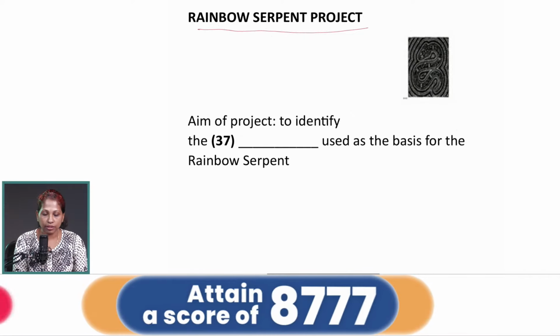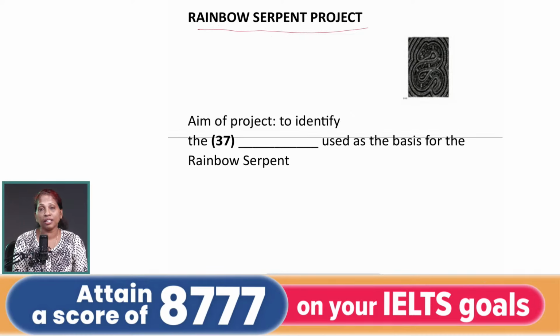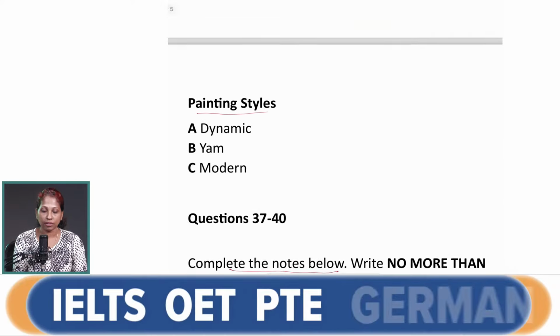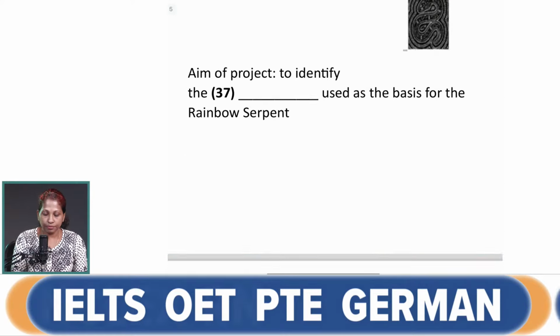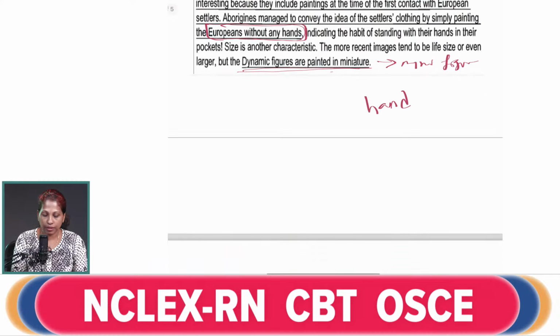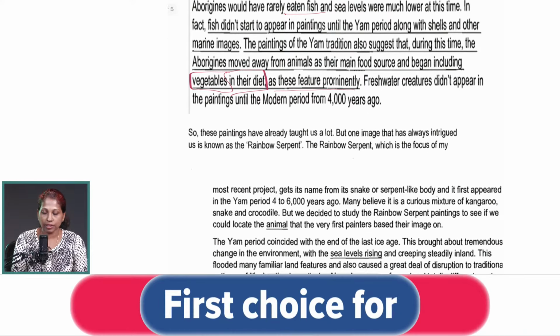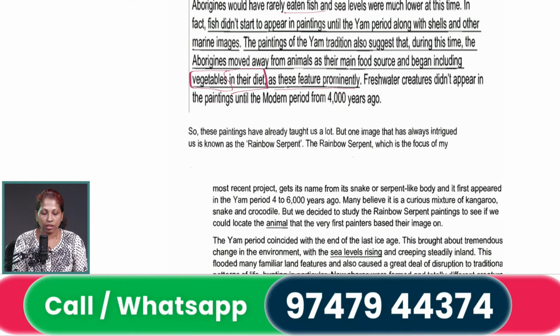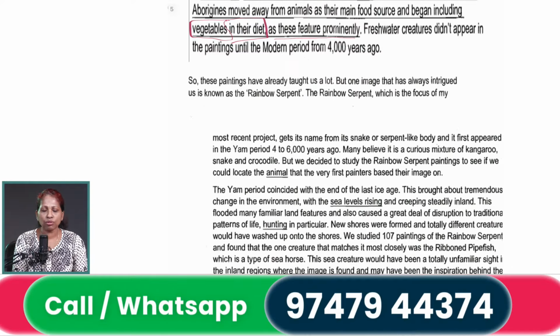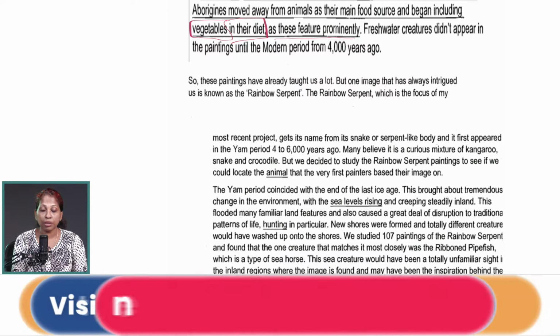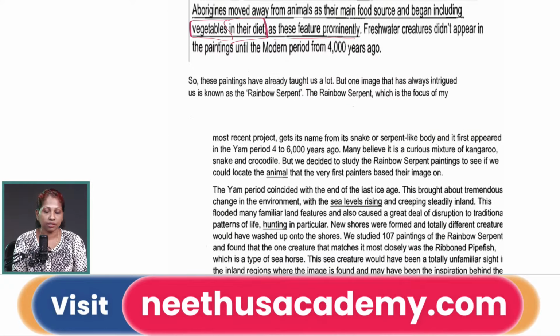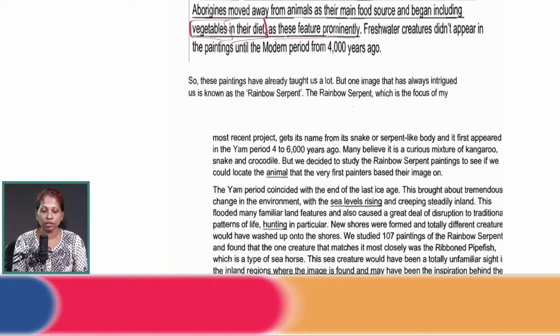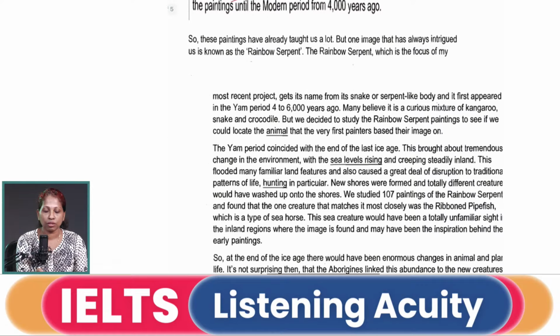Okay, so let us go to the audio script. We are looking about the rainbow serpent project. So we have read till yam features, right? That freshwater creature didn't appear in the paintings until the modern period from 4,000 years ago, but that is not a part of the options. Okay, next. So these paintings have already taught us a lot, but one image that has always intrigued us is known as the rainbow serpent. The rainbow serpent, which is the focus of my most recent project. So this is what we are looking for.